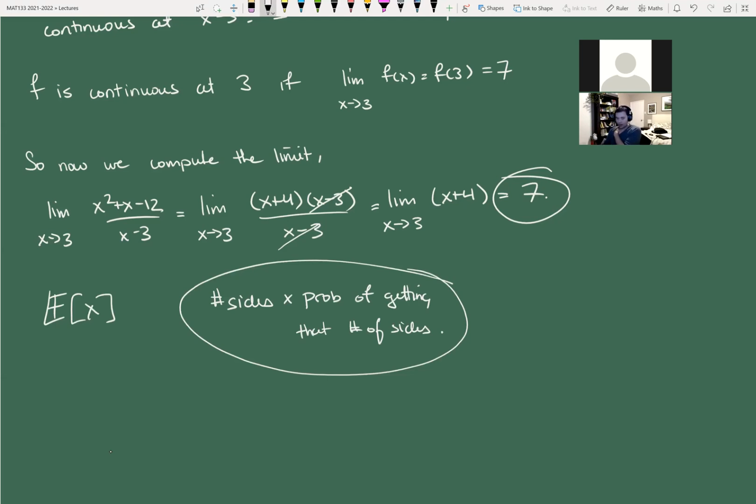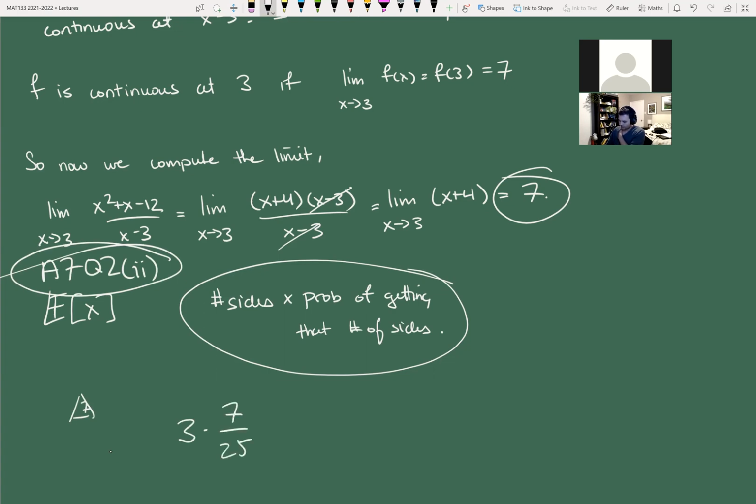So everyone, this is A7, maybe let me write this down. This is assignment 7, question 2, part 2. The first triangle has a 7 in it. So the number of sides is 3. The probability that we choose that triangle is 7 out of 25, right? The next triangle has a 4. So it has 3 sides times the probability that we get that triangle is 4 out of 25. Then we've got a square. Square has 4 sides. Probability of getting it, 5 out of 25. Next square, 4 sides. Probability 0 out of 25. And so on and so forth, right? That's just where all these numbers come from.